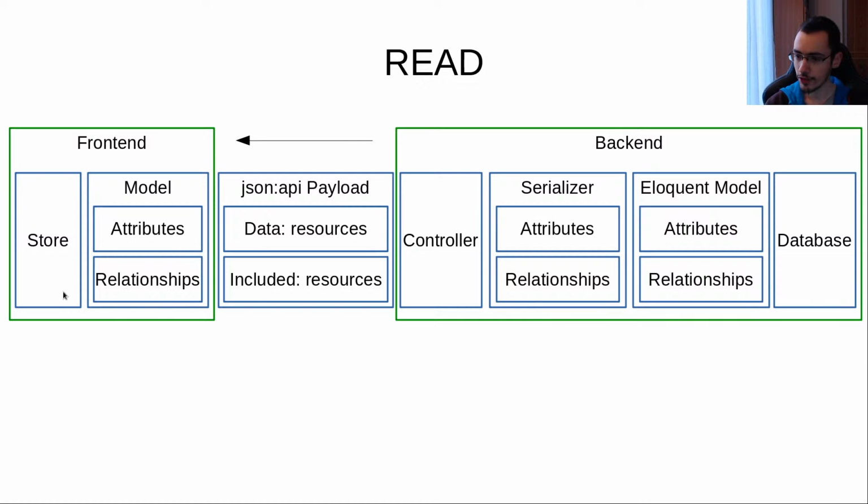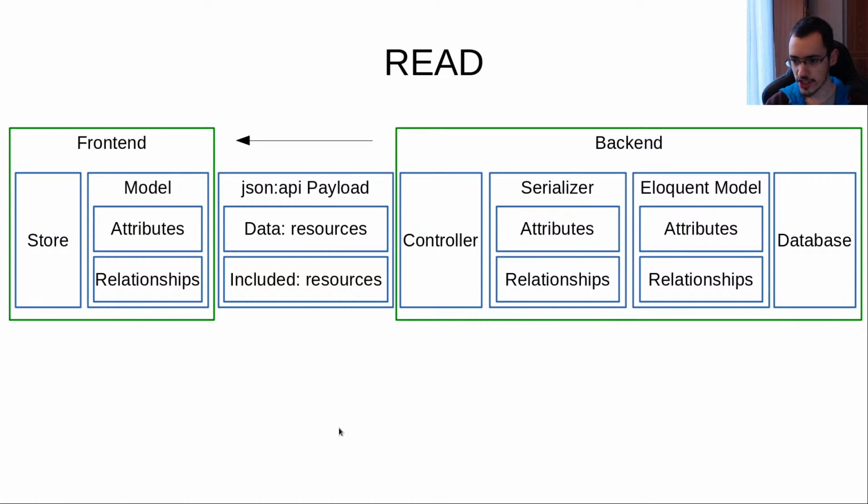So we will focus on relationships, but because when you have a relationship, you also have another model that's connected, and that other model will have attributes. So we'll see both attributes and relationships.